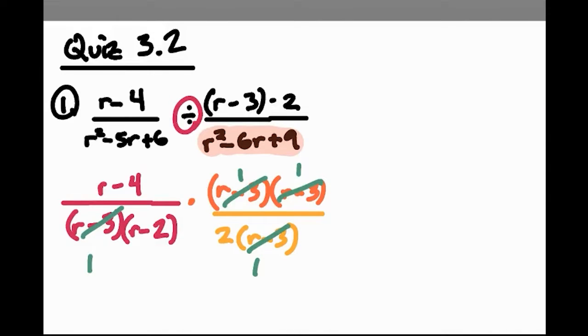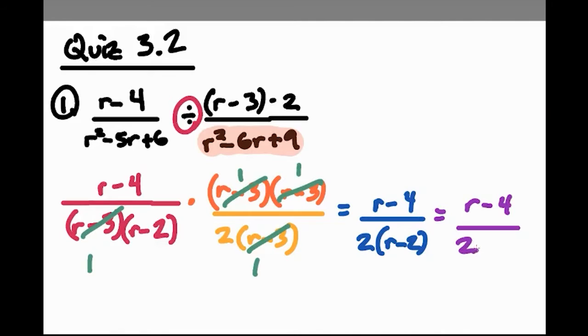And your final answer could either be r minus 4 over 2 times r minus 2, or some people distributed it. I don't really care because it's really basic math. But it's either r minus 4 over 2r minus 4 or what I have in the blue there. A lot of people did the purple.